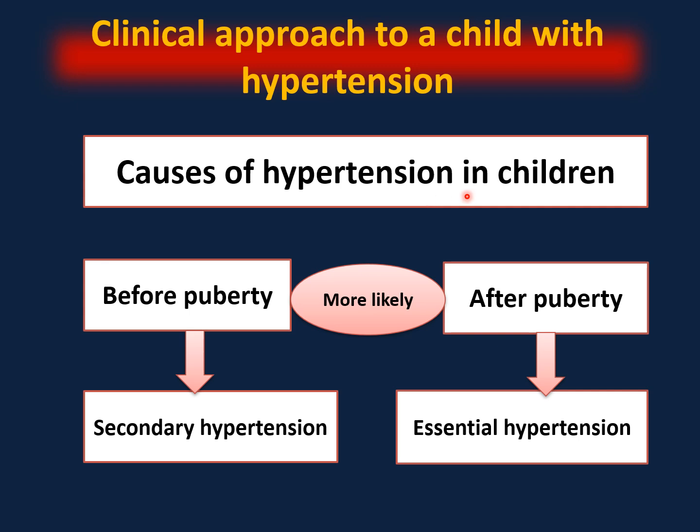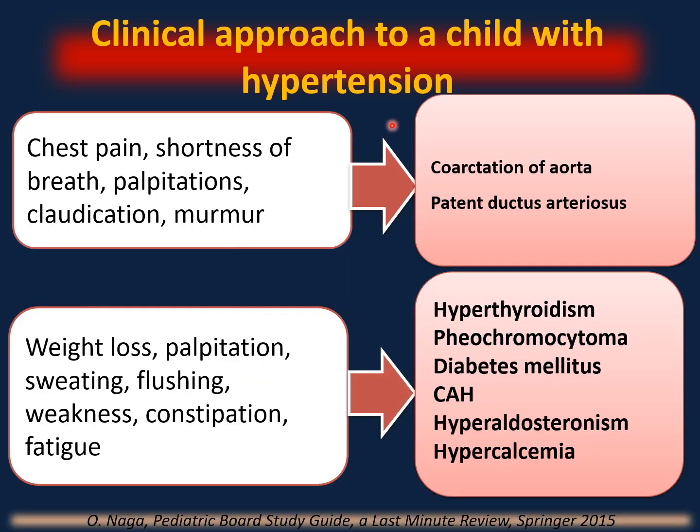Causes of hypertension in children: if it's before puberty, the most likely is secondary hypertension. The younger they are, the more likely they have an underlying cause. After puberty, the most likely is essential hypertension. However, secondary hypertension can occur at any age. So bottom line, if you have a child with hypertension, you have to search for the underlying cause. Possible causes of hypertension in children according to the symptoms.